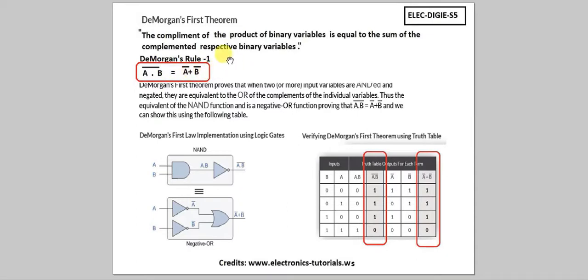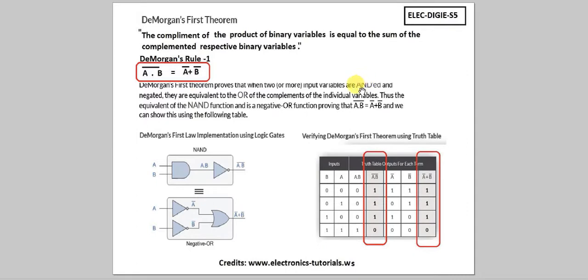We are taking this particularly for two variables, but it is true for all n variables. If you have A dot B dot C dot D up to n, and its complement is taken, then it will be equal to A complement plus B complement plus C complement up to n complement.